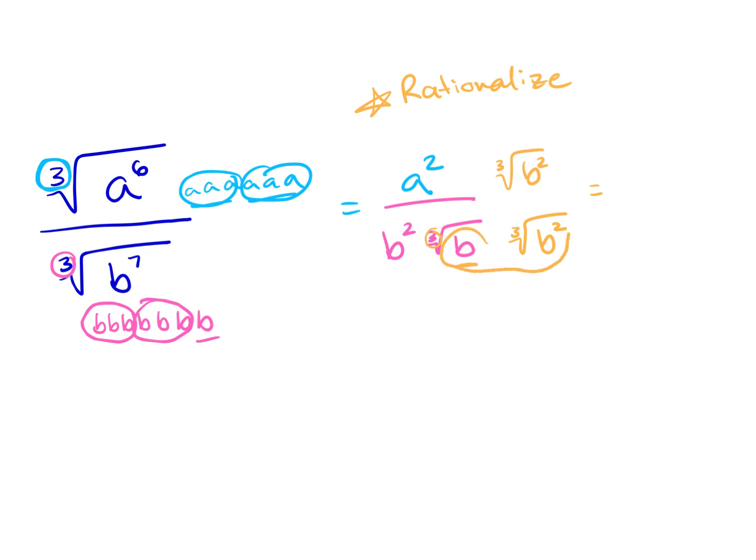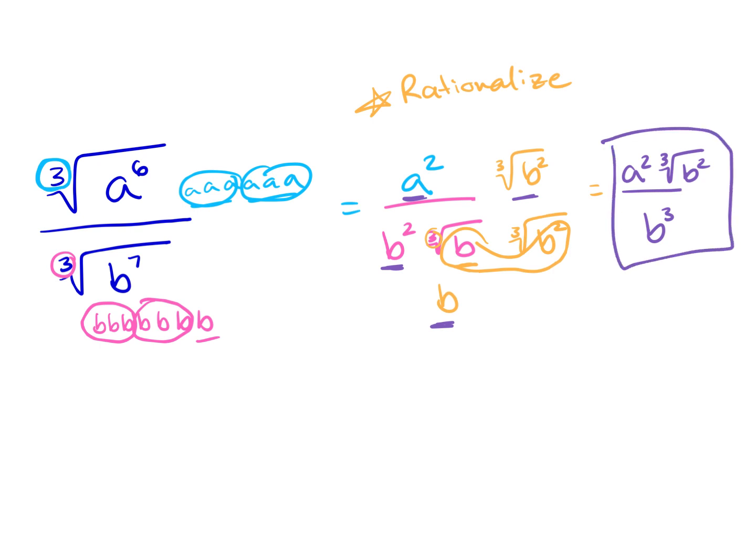So now on the bottom, I have a group of 3 b's. So how many b's are going to come out now to join the b squared that's already outside? 1 more. So b comes out. Well, what is b squared times b? B cubed. Now on the top, can I multiply a squared and the cubed root of b squared together? No, so I just leave it as a squared times the cubed root of b squared. And that would be our rationalized answer.